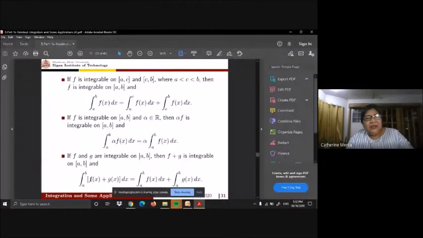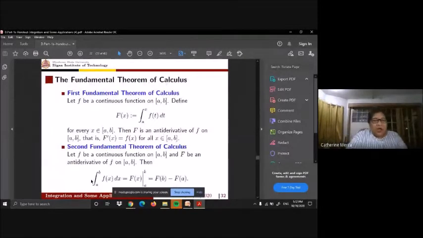The fundamental theorem of calculus says that if you have a function f continuous on [a, b], and you define F of x as the integral from a to x of f of t dt, then for every x in [a, b], F is an antiderivative of f on [a, b]. That is, F prime of x equals f of x for all x in [a, b].